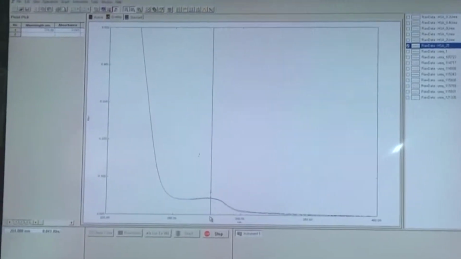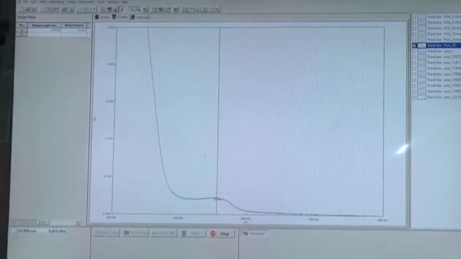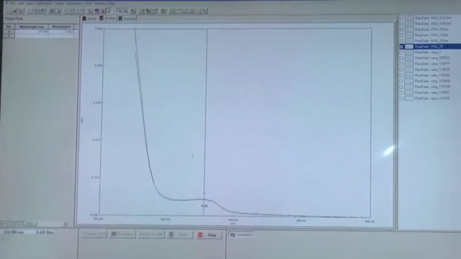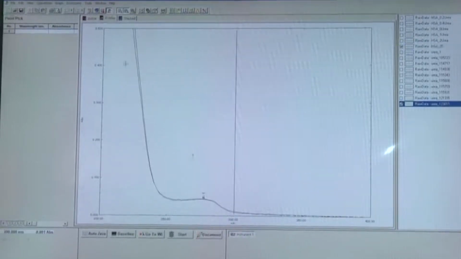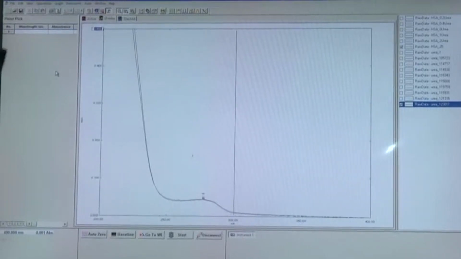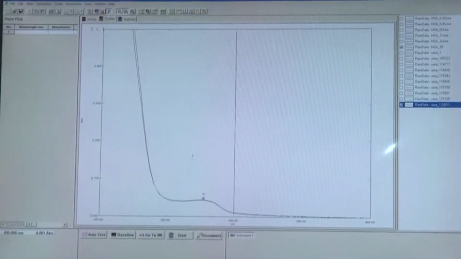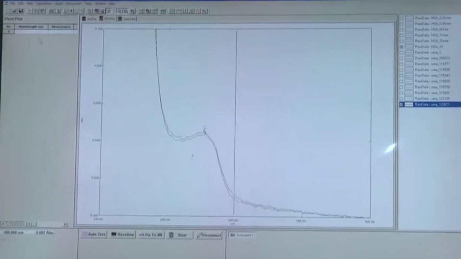Here we can see the protein absorbance value is more or less equal to that of 25 degrees centigrade. We will zoom in once this is complete. Here we can see the absorbance value changes slightly, but not much, which signifies that more or less the protein retains its structure at around 37 and 25 degrees centigrade.